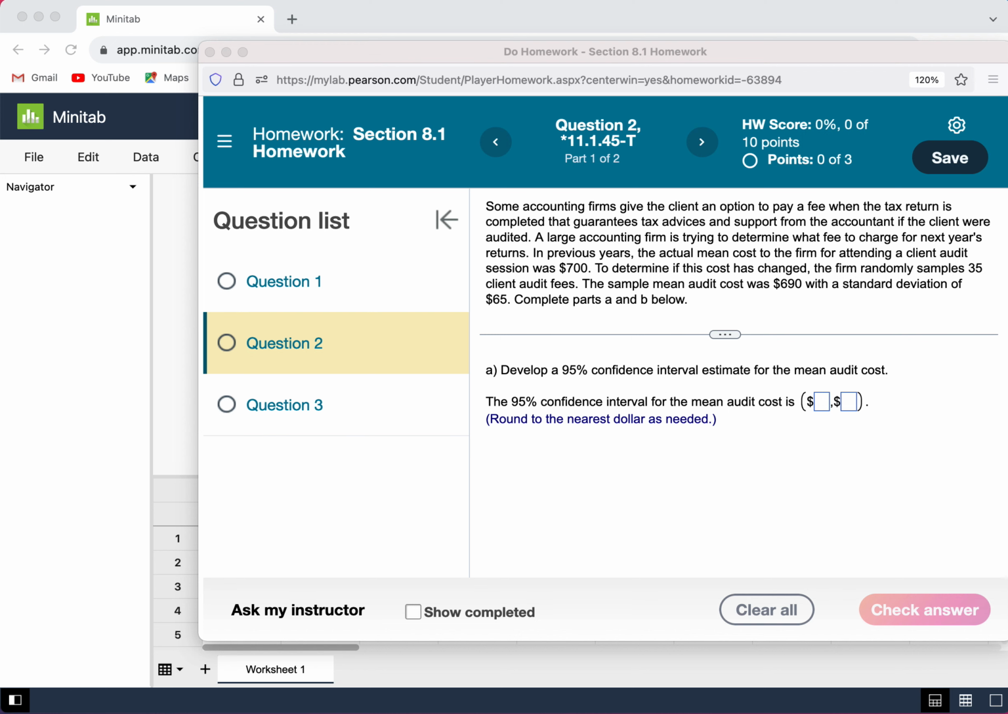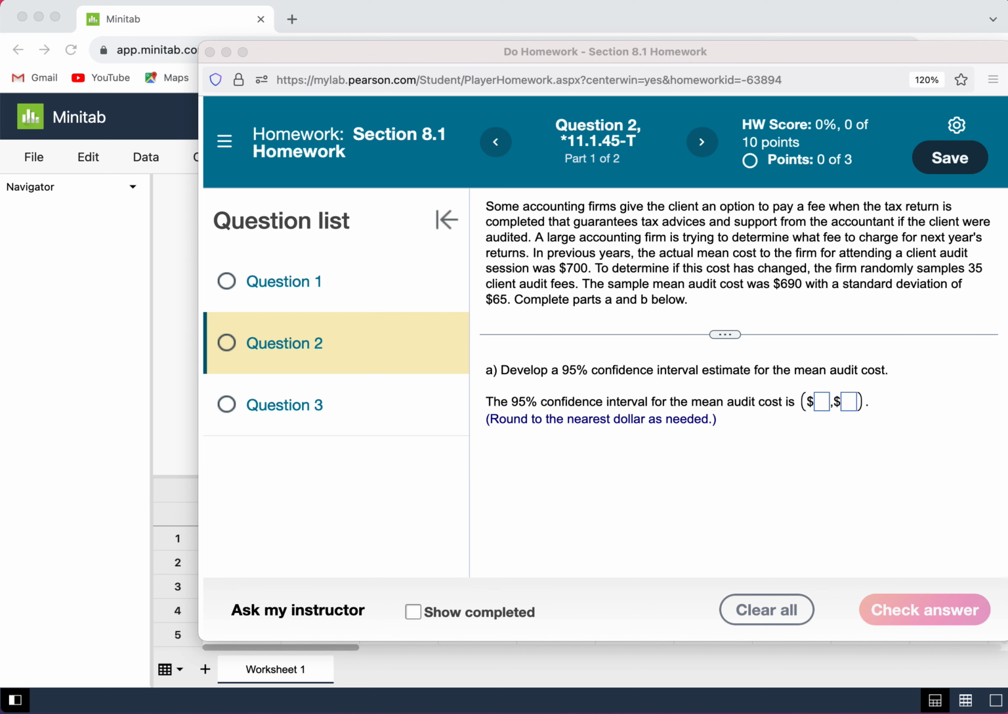In this video, we're going to use Minitab to calculate a confidence interval for a mean. We're going to do this homework problem as an example. It says, some accounting firms give the client an option to pay a fee when the tax return is completed that guarantees tax advice and support from the accountant if the client were audited. A large accounting firm is trying to determine what fee to charge for next year's returns.